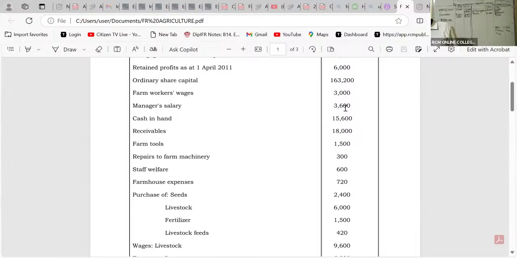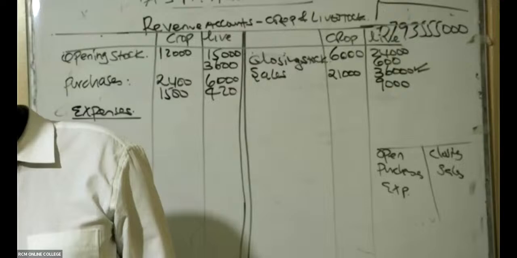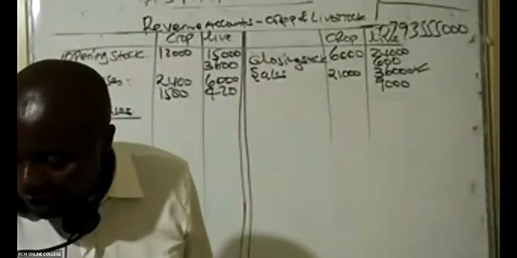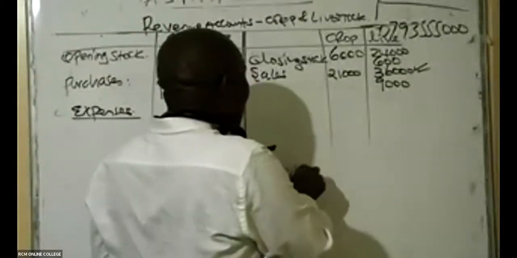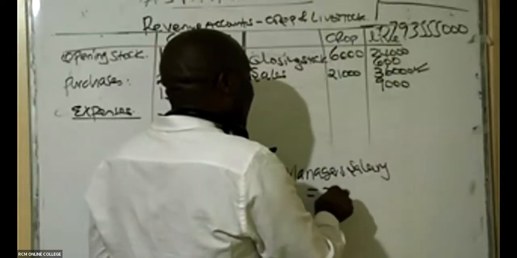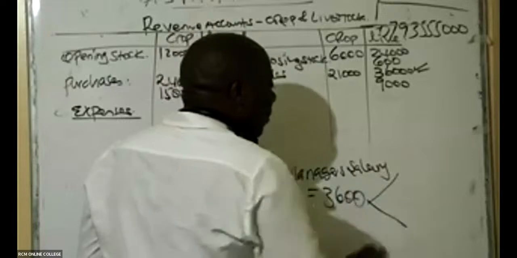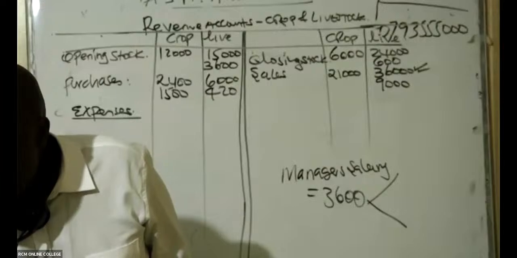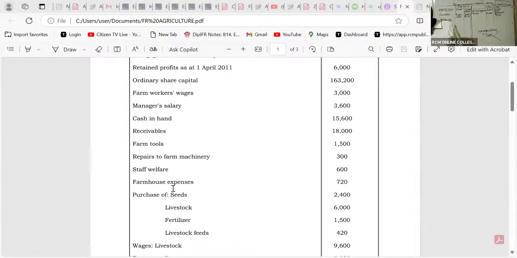So basically they are transforming these to become specific expenses. So we have here manager's salary, 3,600. But this is to be apportioned. This is to be apportioned in what criteria? They have told us very vividly.